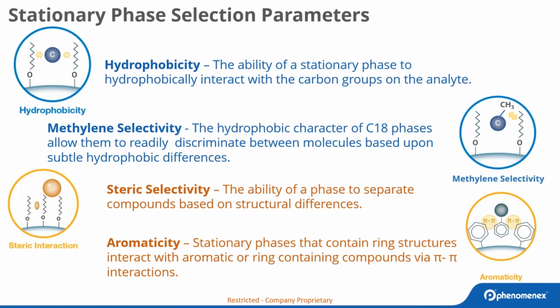So stationary phases and their selection parameters. The first one is hydrophobicity. So this is the ability of a stationary phase to hydrophobically interact with the carbon groups on the analyte. The next one is methylene selectivity. So this is the hydrophobic character of a C18 phase that allows it to readily discriminate between molecules based on subtle hydrophobic differences or a methylene group. Then there's steric selectivity. So this is the ability of a phase to separate compounds based on structural differences. And then there's aromaticity. So this is stationary phases that contain a ring structure that can interact with an aromatic or ring-containing compound via pi-pi interactions.